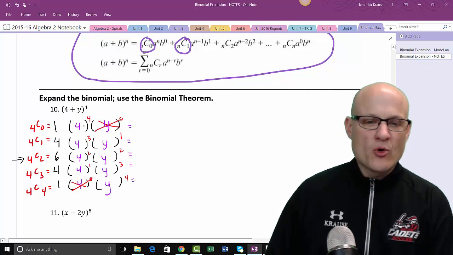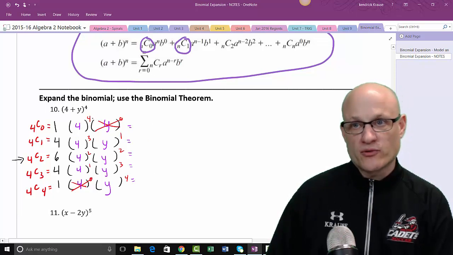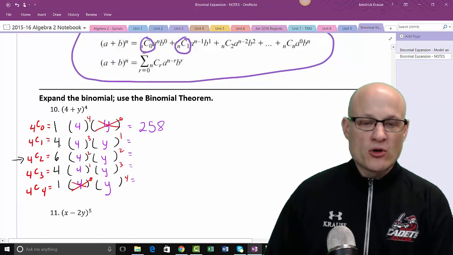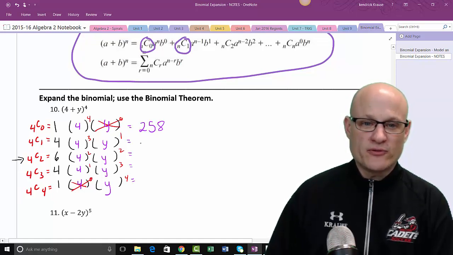So, 4 to the 4th. 4 times 4 is 16, times 4 is 64, times 4 is 256. So this is 256. 4 times 4 cubed, well, 4 cubed is 64, times 4 is 256. Why? Oops, I forgot the 6.